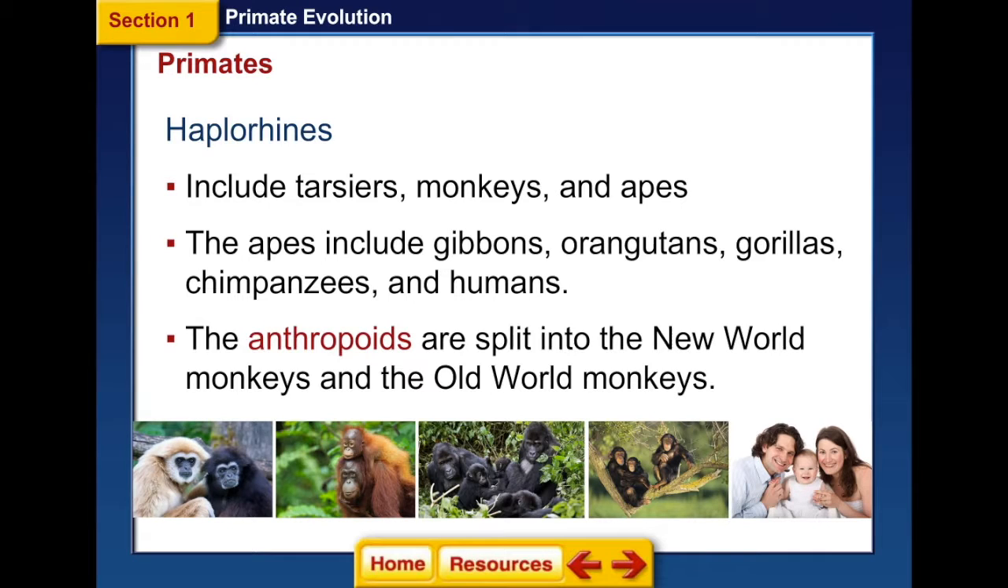Now, within the primates, we have a general group of primates known as the haplorhines. And the haplorhines will include the tarsiers, the monkeys, and the apes. Now, the apes, that's the category that we fall under, will include gibbons. That's the first picture we have underneath. Orangutans, gorillas, chimpanzees, and humans. Now, we also have a group of haplorhines known as anthropoids. And these anthropoids are split into the New World monkeys and the Old World monkeys.